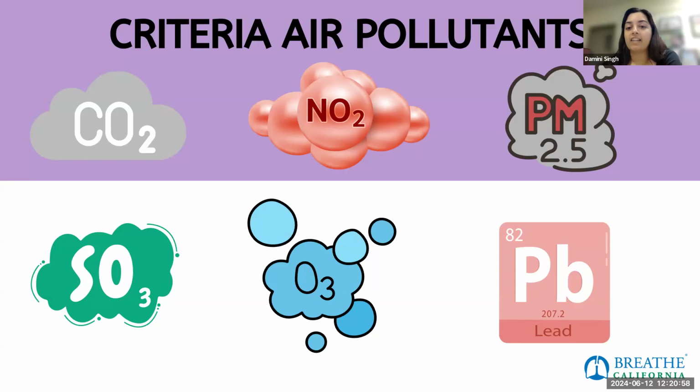And then finally, the last criteria air pollutant is PB, also known as lead. Lead is found in all different aspects of the environment, including the air, the soil, the water, and even inside of our homes. Lead exposure can result in cardiovascular effects, neurological damage, especially in children, and even fertility problems.